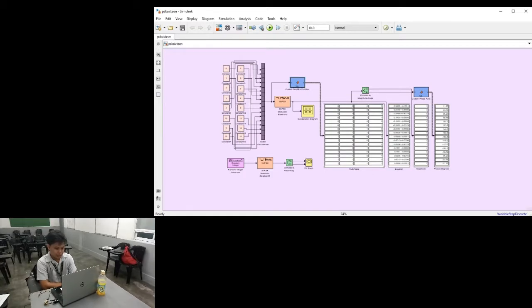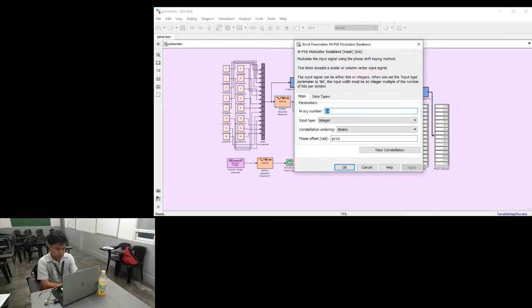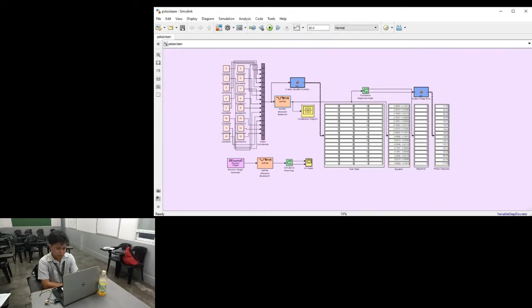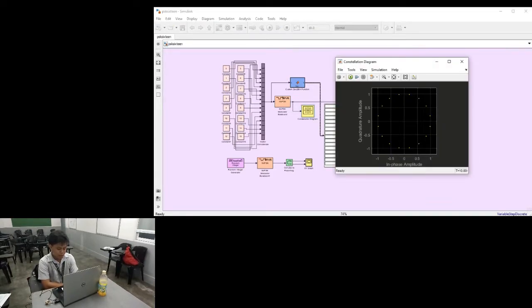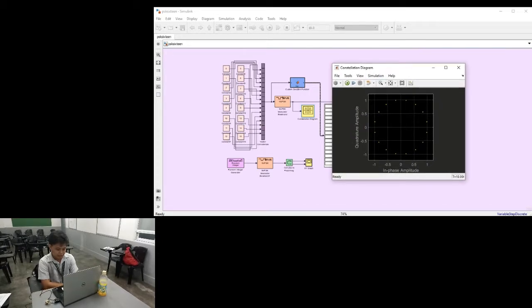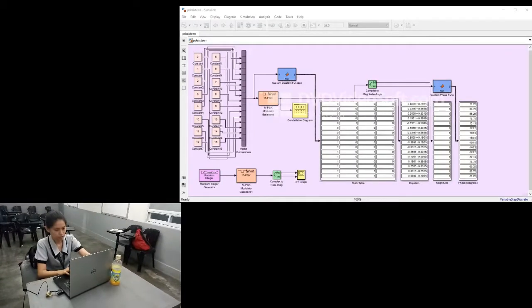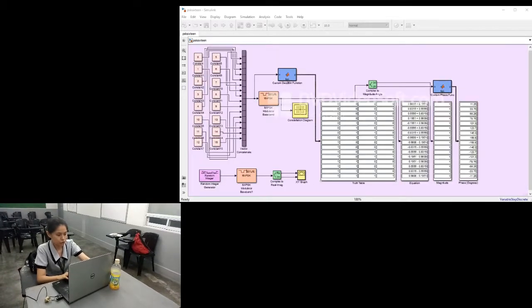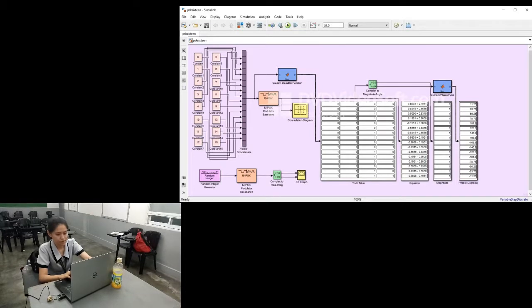The output of the vector concatenate block is connected to the MPSK modulator baseband block. All the process for 16 PSK modulation was done here. The output of the MPSK modulator baseband block is connected to the constellation diagram block. By this, the constellation diagram of the 16 PSK can be generated. To view all the output, different display blocks are attached. Those display blocks are named equation, magnitude, and phase.